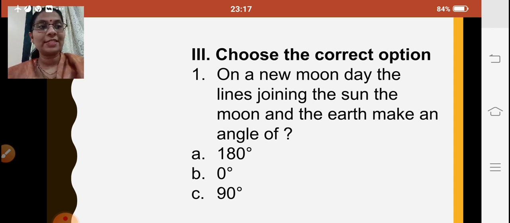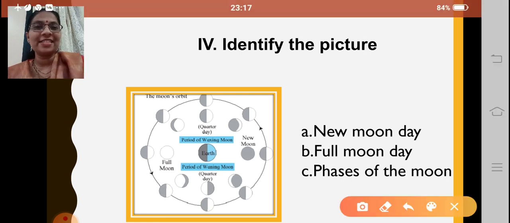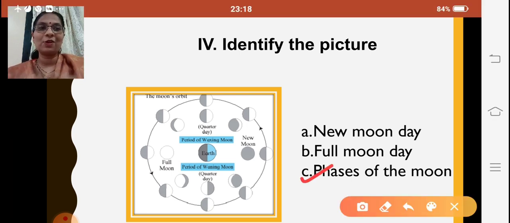Fine. Next question. The fourth question. Identify the picture. It's very easy. You all will immediately identify it. Yes, by now you must have got the answer also. So is it a new moon day, full moon day or is it the phases of the moon? Yes, correct. It is the phases of the moon. So my answer over here is phases of the moon. I have identified the picture.